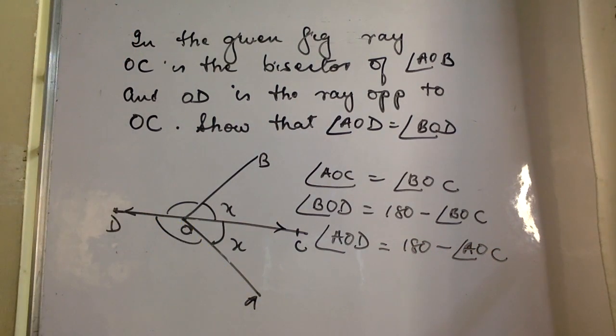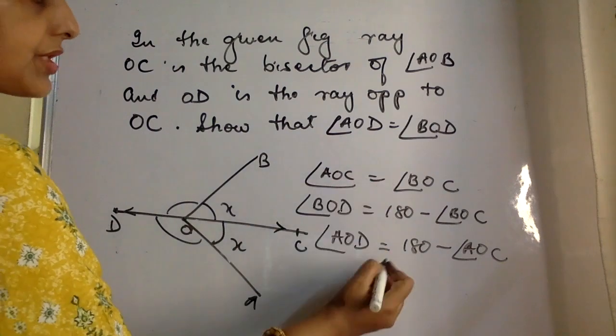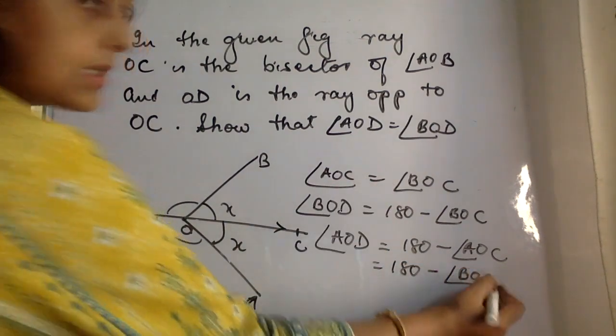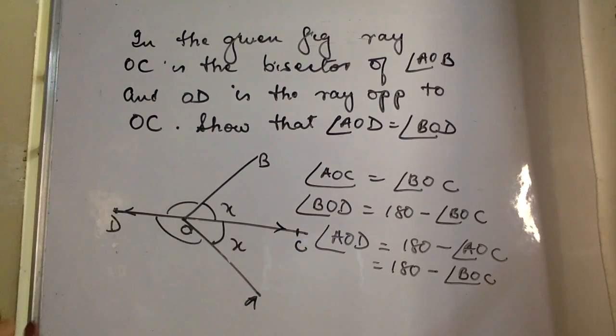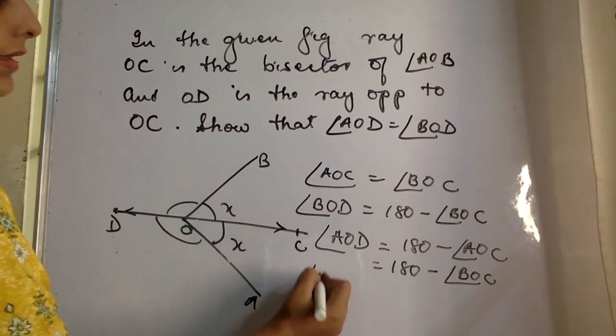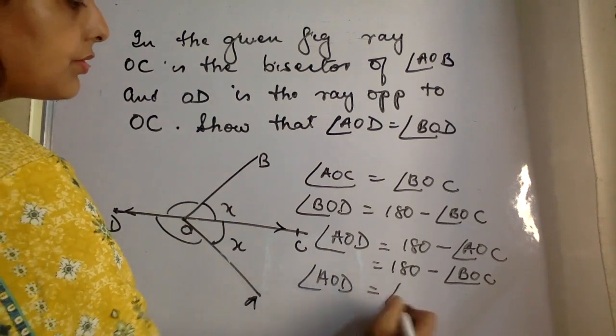Okay, therefore, now if these two angles are equal, that is AOC is equal to BOC, I can write here 180 minus BOC. If I write here 180 minus BOC, then I can clearly see that angle AOD is equal to, this part is same as BOD.